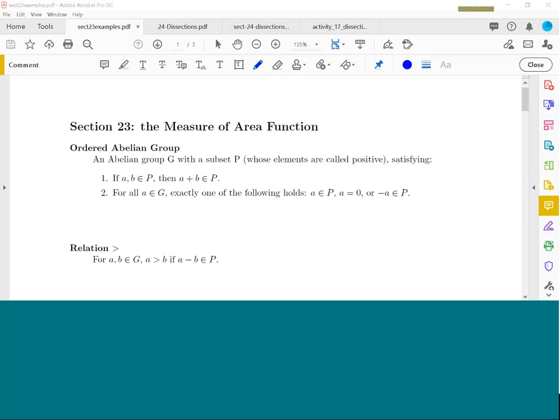Why? Because I'm assuming that you guys have dealt with area at least some point in your past lives, or previously to now. So I'm going to go ahead and give you the very formal setup for building to an area function, some of the background that you need. And what we're going to find is it's what you always expected an area function to do.